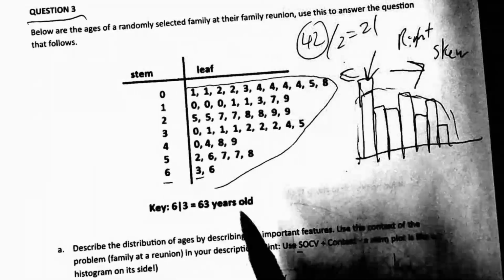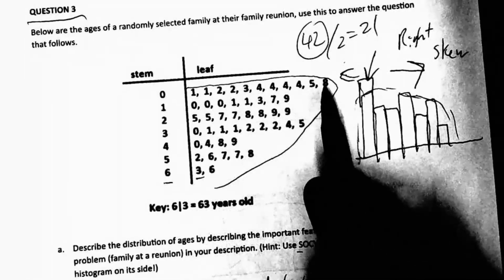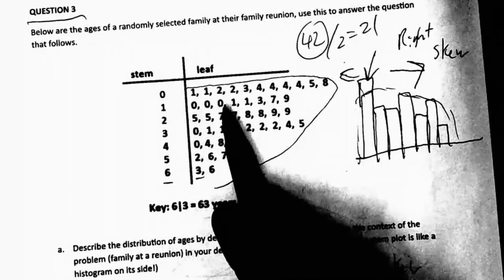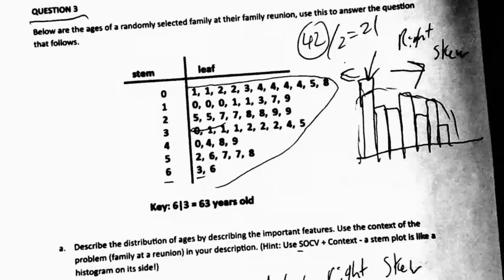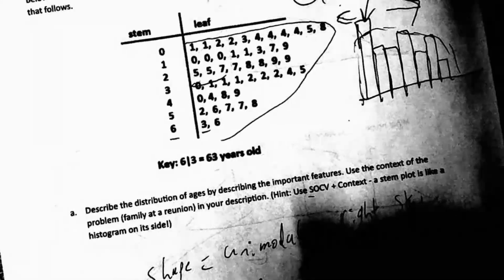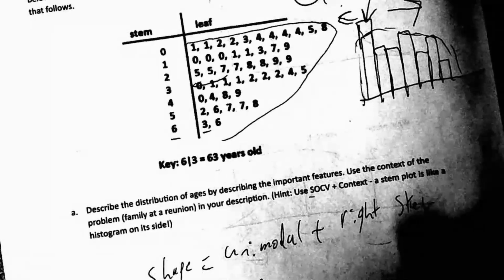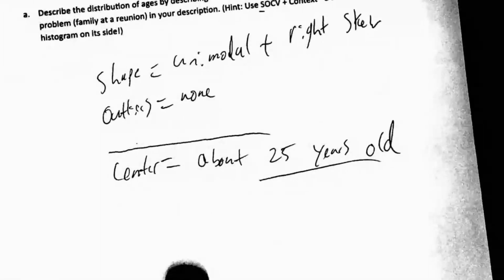So the median or the center is going to be about half of this. So 21 in. So this right here is 1, 2, 3, 4, 5, 6, 7, 8, 9, 10, 11, 12, 13, 14, 15, 16, 17, 18, 19, 20. So we're about here, about 20, 25 or so is our median, around 25. About 25 years old is about the median. Okay.